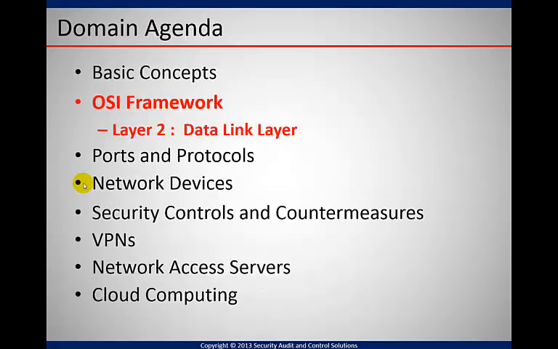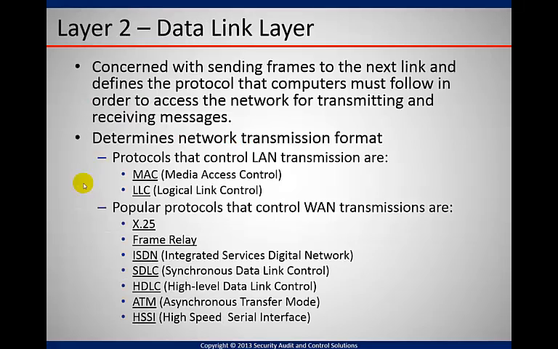Now, the data link layer, that's layer 2 of the framework, is concerned with sending frames to the next link and defines the protocol that computers must follow in order to access the network for transmitting and receiving messages. It determines the network transmission format. Protocols that control LAN transmissions are Media Access Control, MAC, and Logical Link Control, LLC.